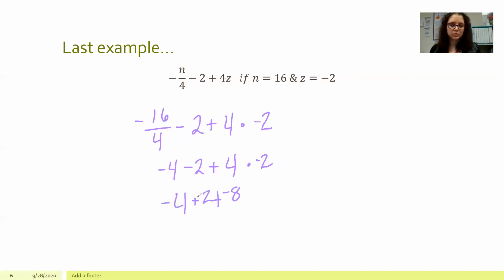I'm going to change this to plus a negative. So negative 4 plus negative 2 is negative 6, plus negative 8 would be negative 14. And that's how you solve algebraic expressions if you are given values for your variables using substitution.